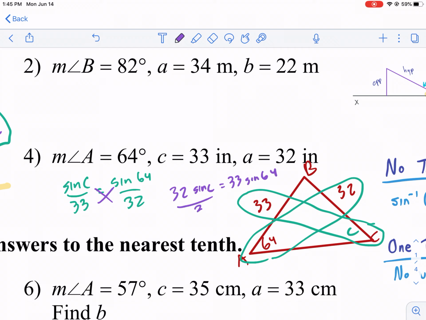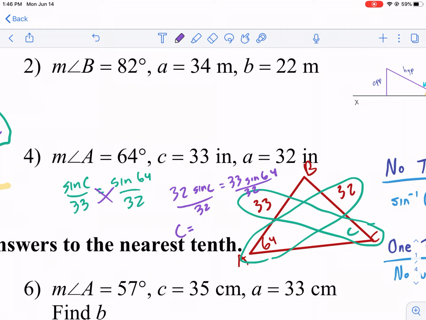I'm going to divide by 32, and eventually I'm going to take the inverse sine. So first I'm going to solve all that in my calculator, my crappy calculator. So we have 33 sine 64. Okay, that gives me an answer, and then I'm going to divide that by 32. Okay, and I get 0.92. So I need to take the inverse sine of 0.92, and I should get C by itself.